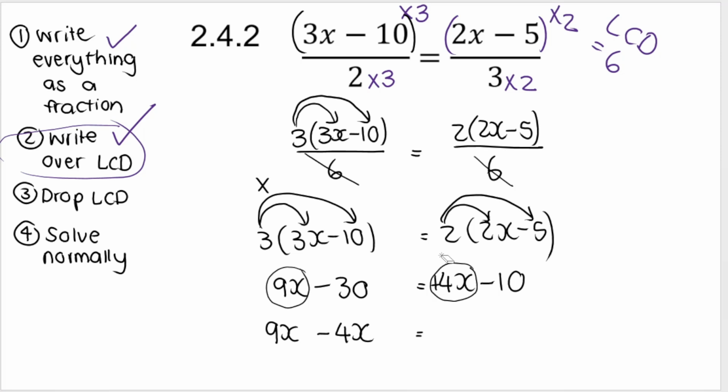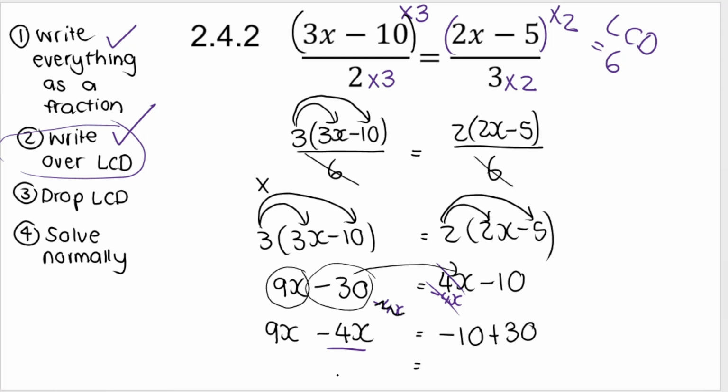Essentially, what we're doing is getting rid of the 4x by doing inverse operations. We're minusing 4x on both sides. That's why it says minus 4x over here, and these 4x's cancel. Okay, but just to simplify it, I just say it goes over the equal sign. The negative 10 stays on the right-hand side, so it stays negative 10. The negative 30 comes over, and it becomes positive 30. So what we're left with is 9x minus 4x, which is 5x. 30 minus 10, or minus 10 plus 30, which is 20.